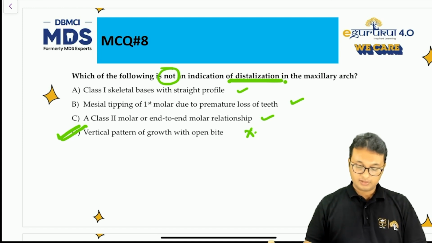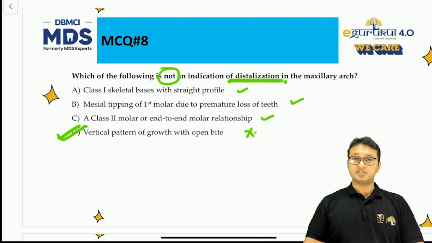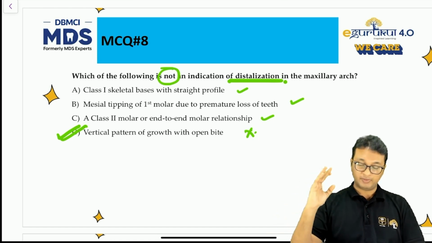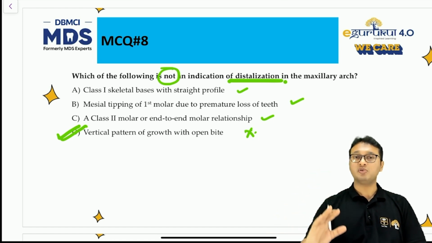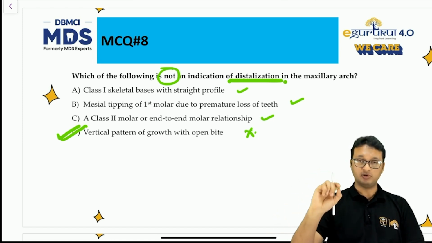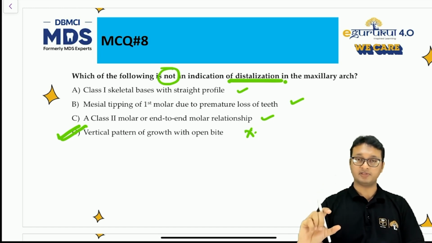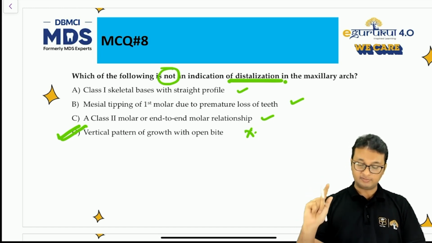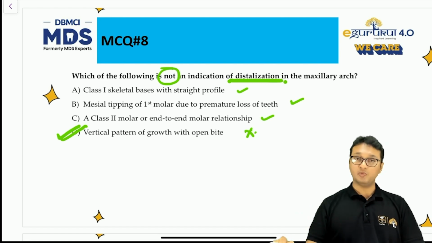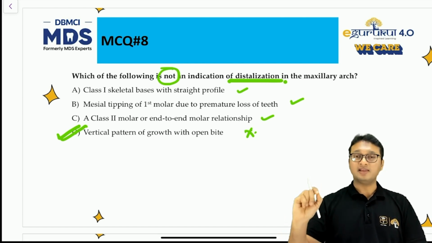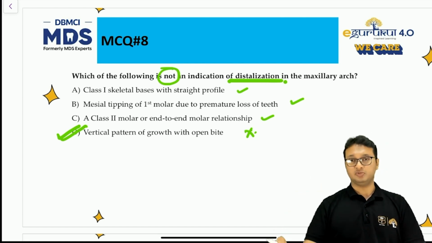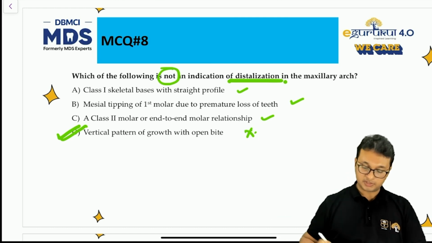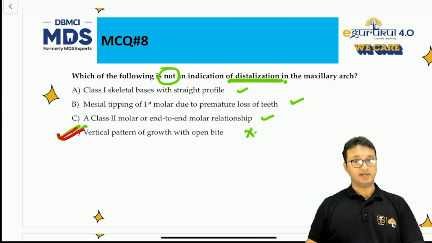So whenever we come across patients having a vertical growth pattern along with open bite tendency, because of the wedging effect, we do not want to worsen the open bite. We do not want to worsen the vertical growth pattern of the patient by distalization of the molars. That is why in a vertical pattern of growth with open bite, it's an absolute contraindication to distalize the molars. That's why out of the options, option D will be the correct choice.